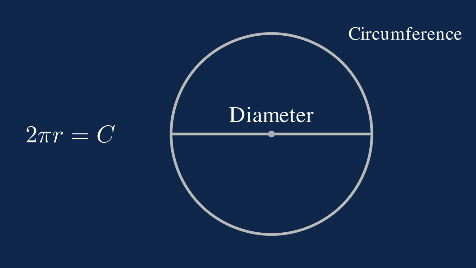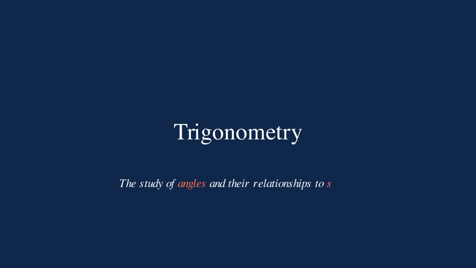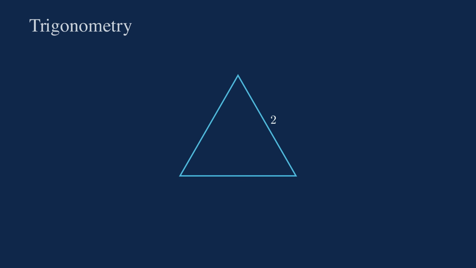We'll utilize this in a bit, but first let's review a bit of trigonometry, or the study of angles and their relationships to shapes. Let's take an equilateral triangle with a side length of 2. If we cut a line straight down the middle, we can make ourselves a 30, 60, 90 triangle.